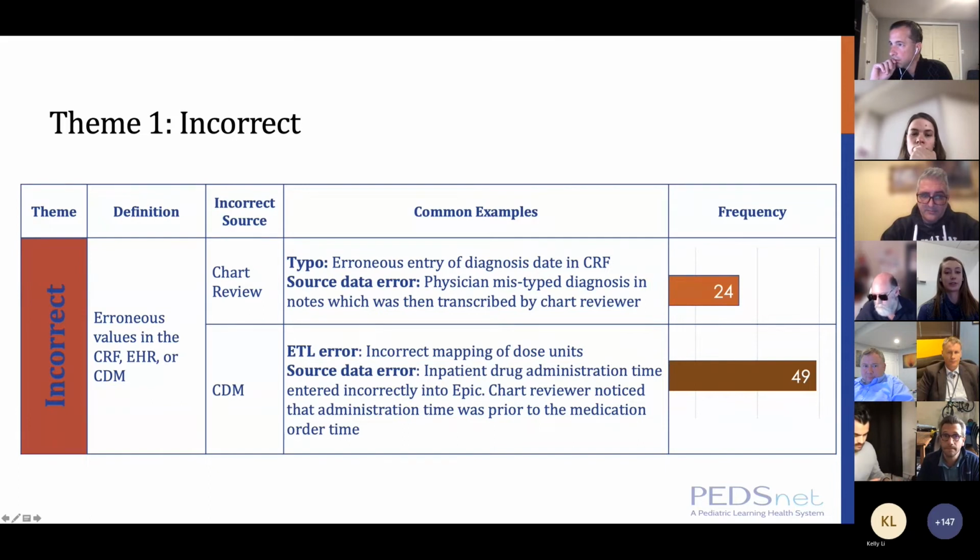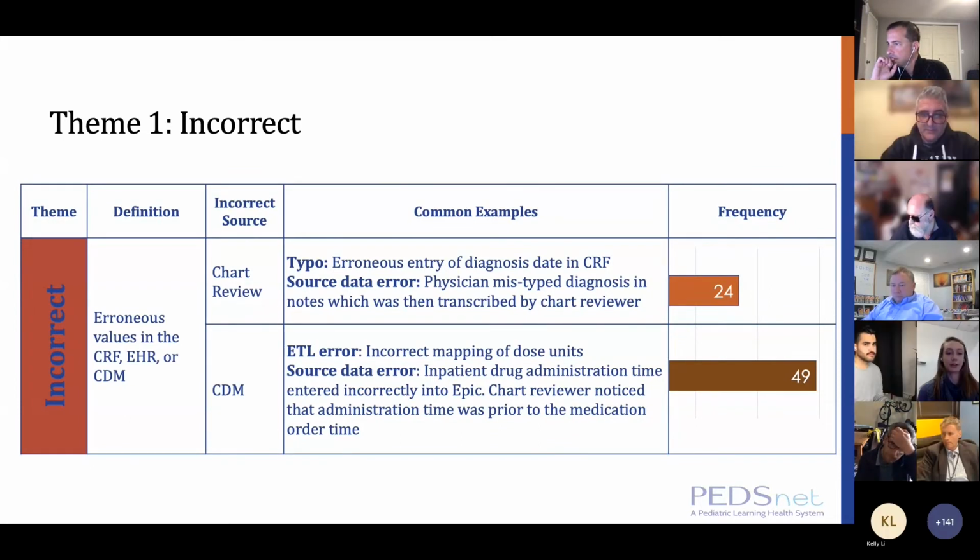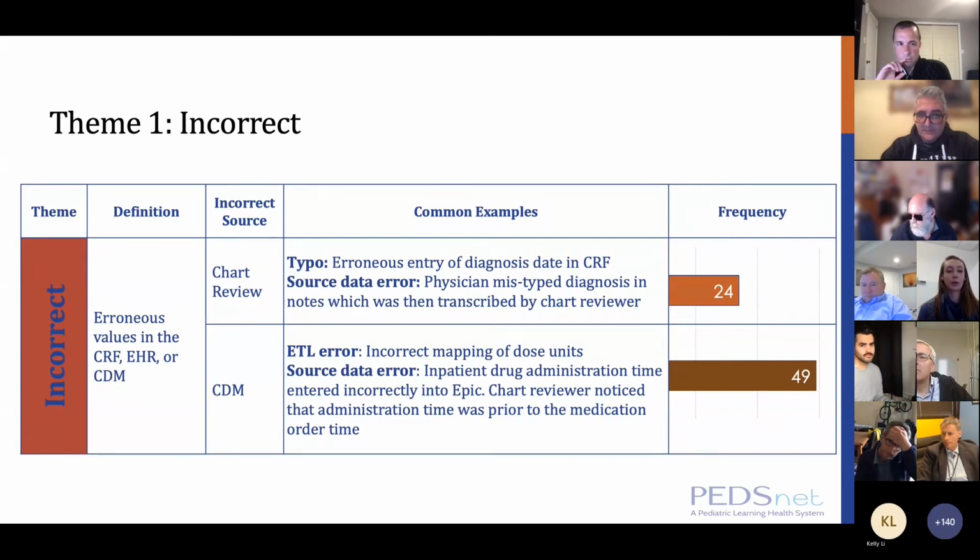And this frequency shows the number of times that this discordant information turned out to be incorrect for that source. So there were 24 instances where chart review was deemed incorrect. I will note that this looks like there are 49 instances where the CDM was incorrect, but one of the things that we're noticing with the errors in the CDM is that a very small ETL fix could impact a high volume of records. So for example, this was just one mismapping of units, but it led to about 30 instances of discordance.